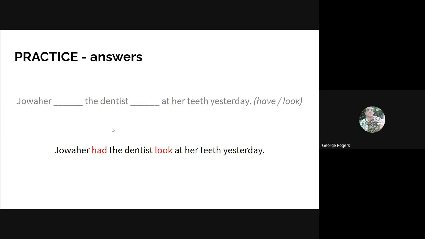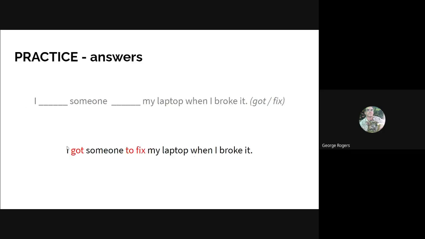Jawalar had the dentist look at her teeth yesterday. So again, yesterday means past. So you needed to know have should have become had. So Jawalar had the dentist look at her teeth yesterday. So they had a dentist appointment. Next one.